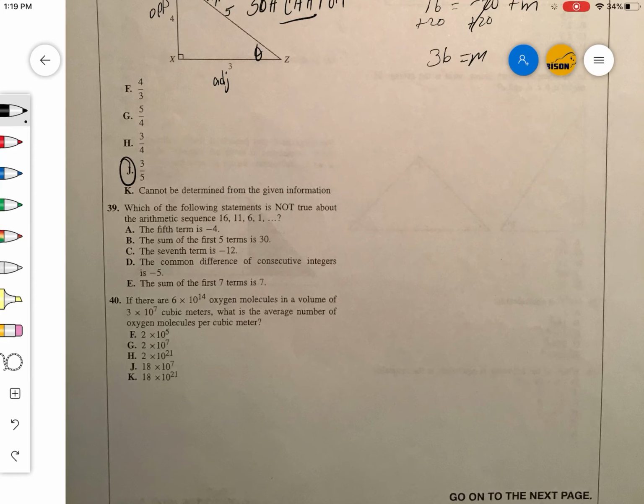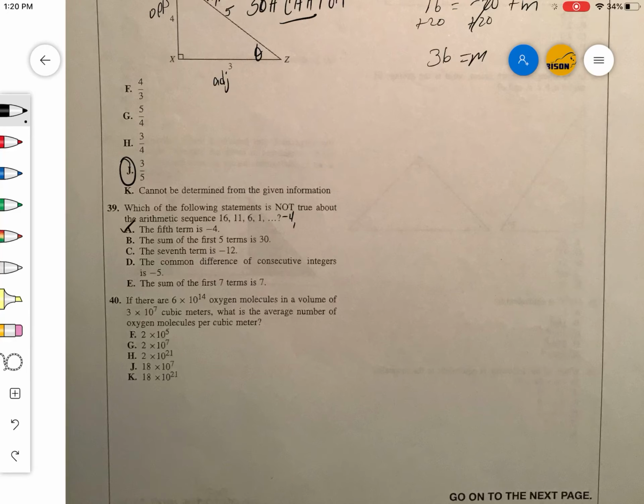From 16 down to 11 is minus 5. From 11 down to 6 is minus 5. From 6 down to 1 is minus 5. So it must be going down 5 every time. So the next one, 1 minus 5, would be negative 4. So the fifth term is negative 4. That one checks out, so it's okay. Remember, we're looking for one that is not true.